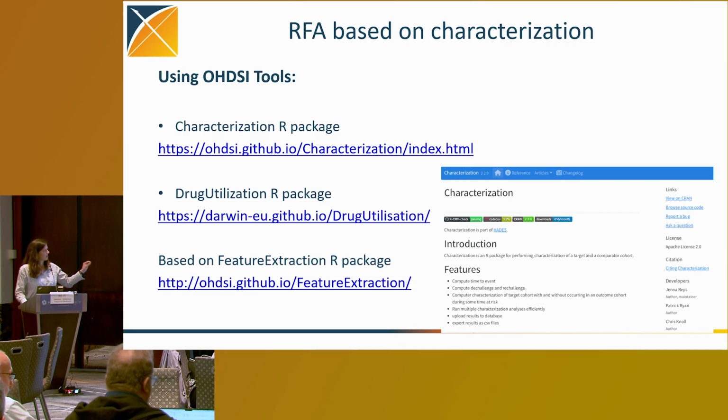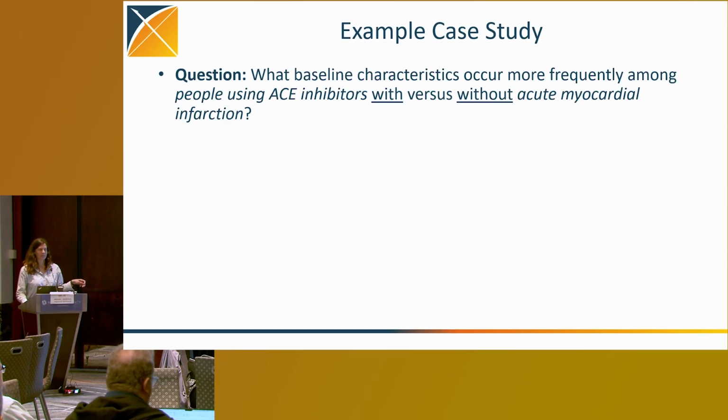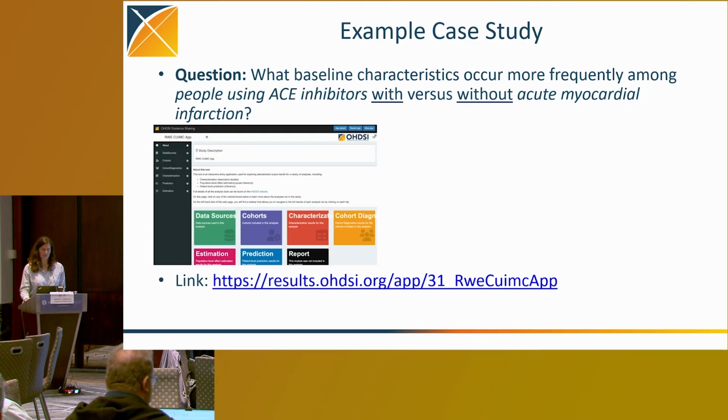And the powerful thing is that they're both based on the feature extraction package. And for those unfamiliar with the feature extraction package, it just at a large scale extracts features from all the domains that are included in the OMOP common data model. So both conditions, drugs, procedures, measurements, and you can self-select which ones you're interested in. So I think for risk factor analysis, you would want to have all of them included to be complete.